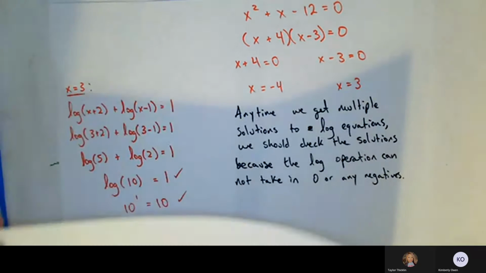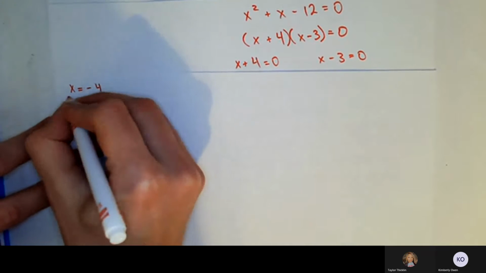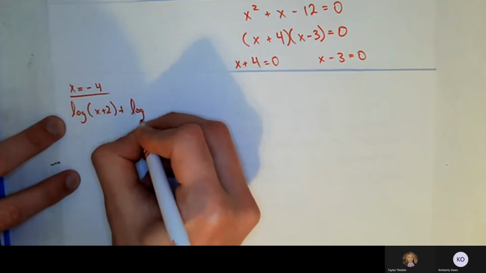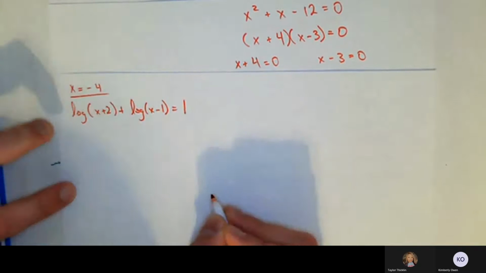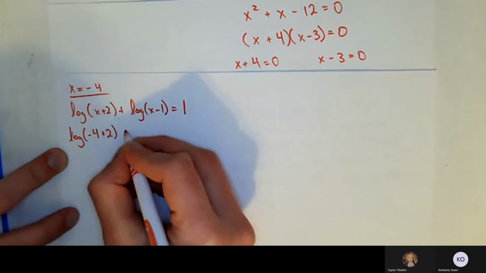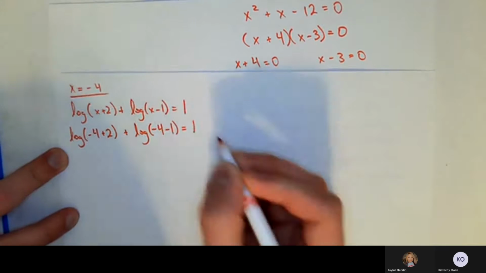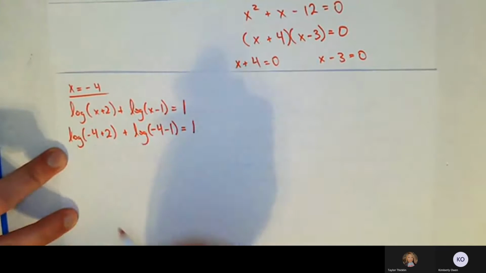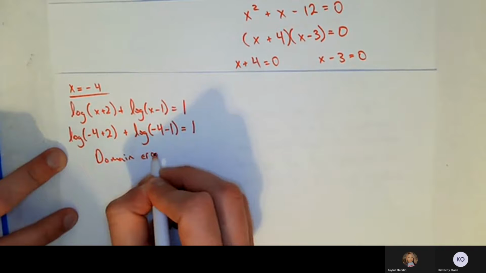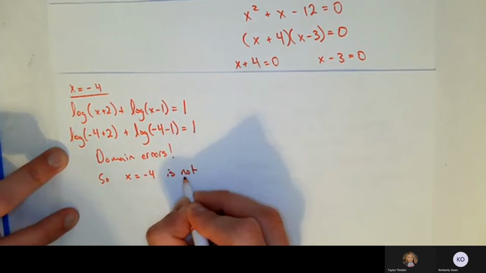Okay, so now I'm going to check the other solution, and I'll just temporarily cover this up here. X equals negative 4. I'm going to say the same thing. Log of x plus 2 plus log of x minus 1 is equal to 1. I'm going to plug it in. So remember what I'm looking for here. I'm looking for anything where it gives me negative values or 0 inside the log. That breaks the log. And look, you can tell they're both going to be negative. So we get domain errors. So x equals negative 4 is not a solution.